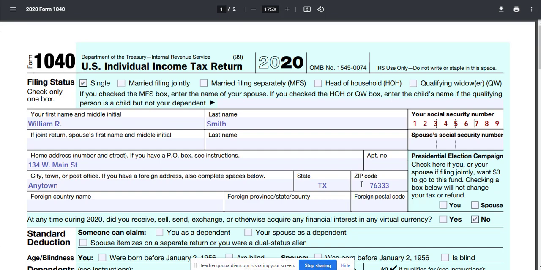The presidential election campaign, I keep meaning to look into that and find out more details about where that money goes, or if it goes to the current sitting president or where that money goes. I've never done it myself.